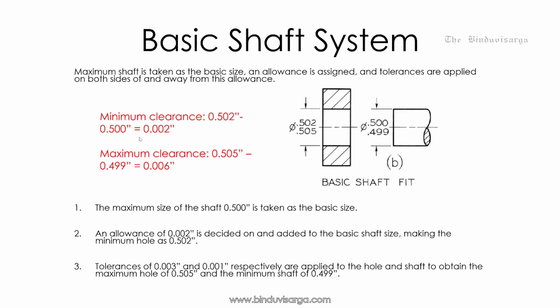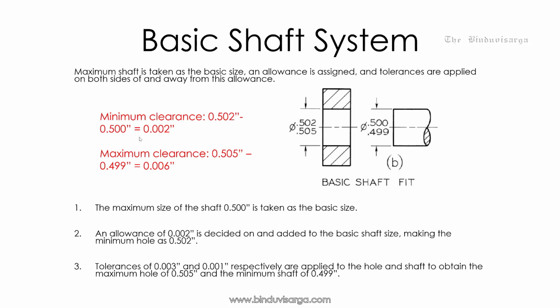Moving down to the basic shaft system, the maximum shaft is taken as the basic size. Here, an allowance is assigned and the tolerances are applied on both sides of and away from this allowance. So here the minimum clearance will be 0.502 minus 0.500 equals 0.002, and the maximum clearance will be 0.505 minus 0.499 equals 0.006.